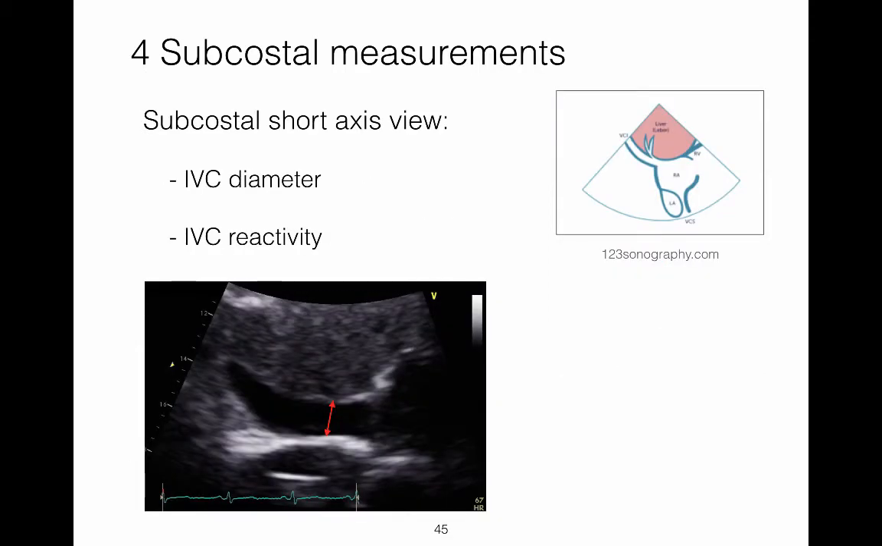The subcostal short-axis view is often used to measure the long-axis diameter of the IVC. The maximal diameter, measured proximal to its entrance into the right atrium, and the IVC reactivity provide an indication of right atrial pressure.